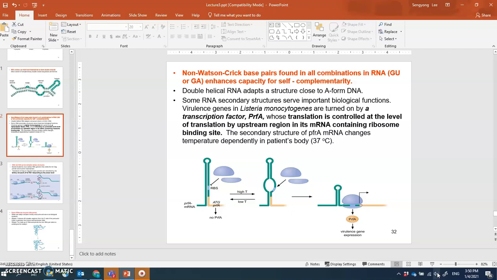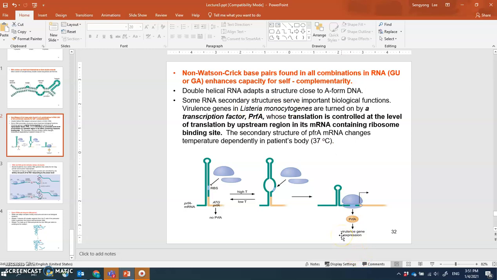So here's an example of how alternative RNA structure adaptation will regulate the gene expression process. This mRNA is probably coding an important protein. You don't have to know what that protein is. It's making a protein that helps the pathogenicity of this, I guess it's bacteria, I'm sorry, not virus. So Listeria monocytogenes. It's an enzyme that's made by this.